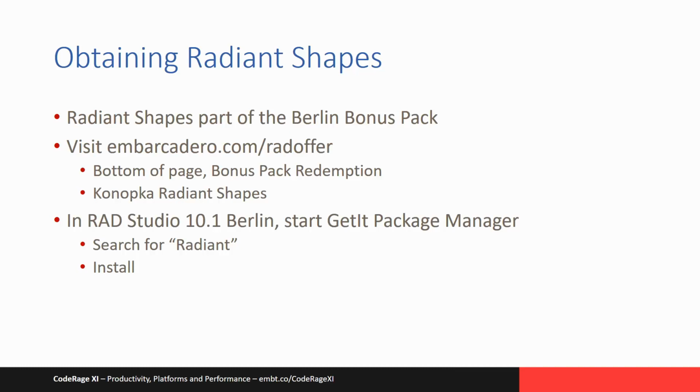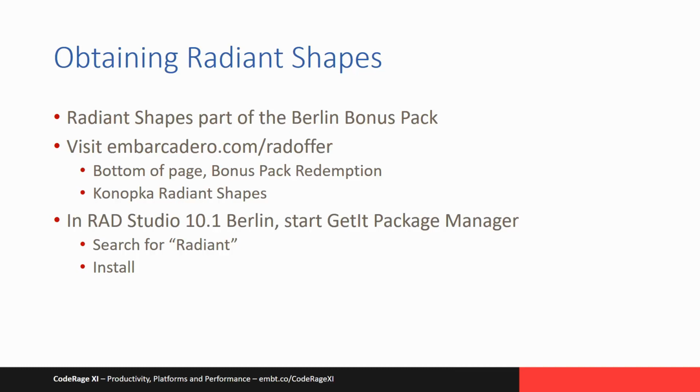So if you are interested in getting Radiant Shapes, if you haven't already done so, you can do so, and I highly recommend it since it's available to every Berlin user, is go to embarcadero.com/rad offer. If you go to the bottom of the page, you'll see bonus pack redemption, and look for Konopka Radiant Shapes. That's to make it similar to Konopka Signature VCL Controls, but you want the one for Radiant Shapes because that's what this session's about.